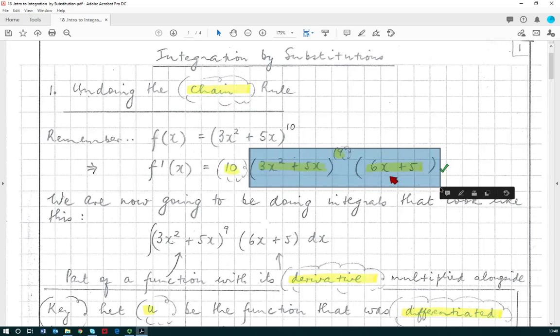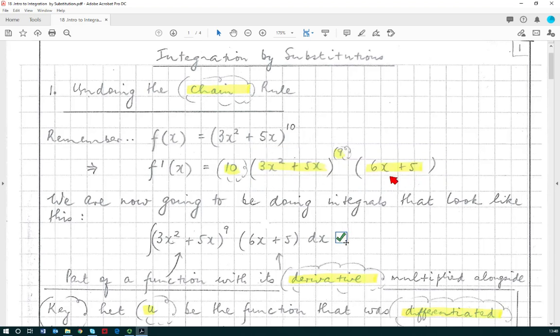Okay. Now we are going to be doing integrals that look like this, where we're going backwards. What did I differentiate to get that? Okay, so I've got this highlighted bit here. Let's integrate this. Okay, so we can see that someone's used the chain rule because I can see that the 6x + 5 is the derivative of the 3x² + 5x, and that's the key.